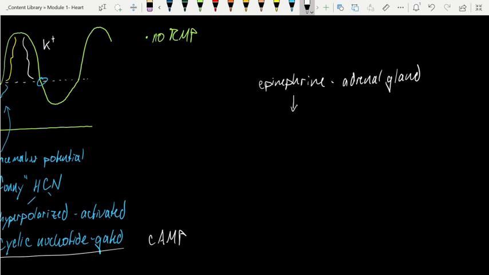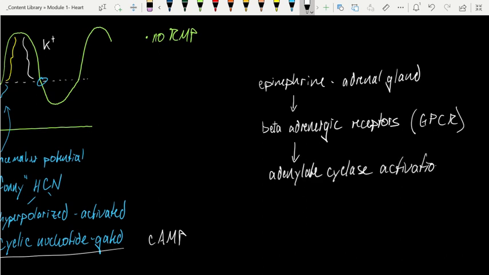This is going to bind to beta adrenergic receptors on these pacemaker cells, these are G protein coupled receptors. And if you remember from G protein coupled receptor signaling, the ligand binds, we activate the alpha subunit. The alpha subunit, in this case, goes and activates adenylate cyclase. And with adenylate cyclase activation, the job of that enzyme is to take ATP and convert it to cyclic AMP. Now we've made our cyclic nucleotide. That's what epinephrine does to these cells.